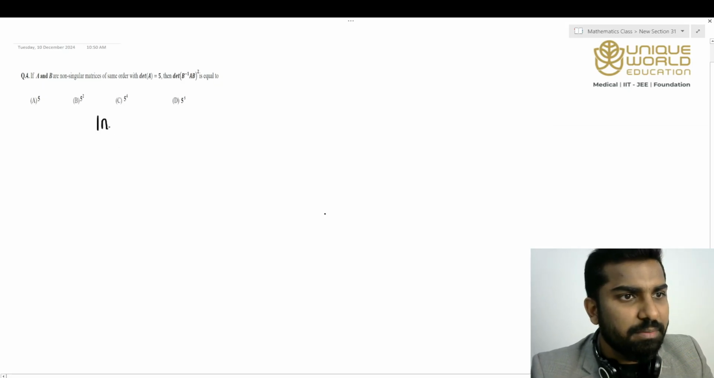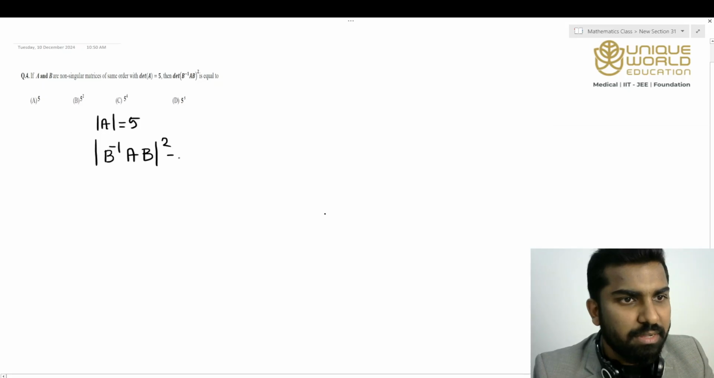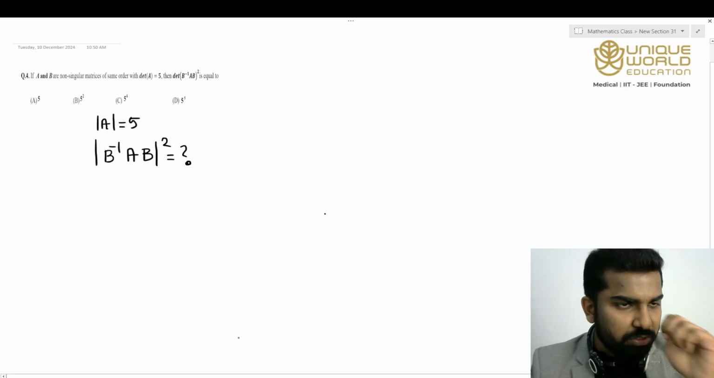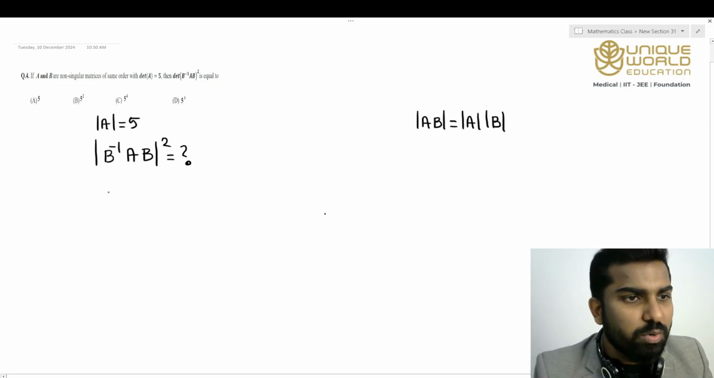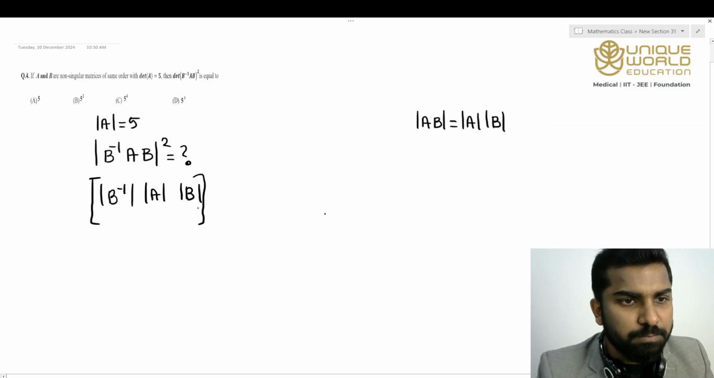They have given determinant of A equal to 5. The question is determinant of B inverse into AB, the whole square. Here also we have to know the property of determinant. What is the first property we are using? Determinant of AB, we can write as determinant of A into determinant of B. So here I can write determinant of B inverse into determinant of A into determinant of B. I can split all these three. Whole square, this only we want to find.